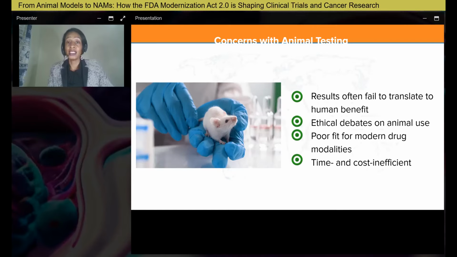And the last concern is that with the emergence of new drug modalities, such as monoclonal antibodies, as well as advanced biologics, the complexities introduced by these new drug modalities are difficult to capture in animal testing.